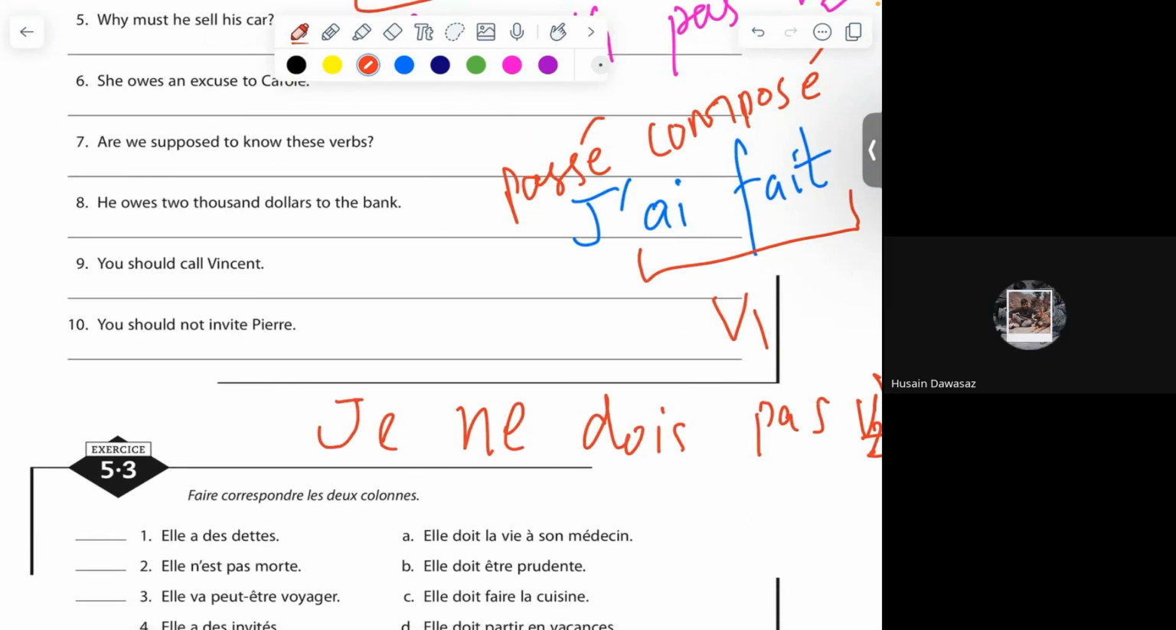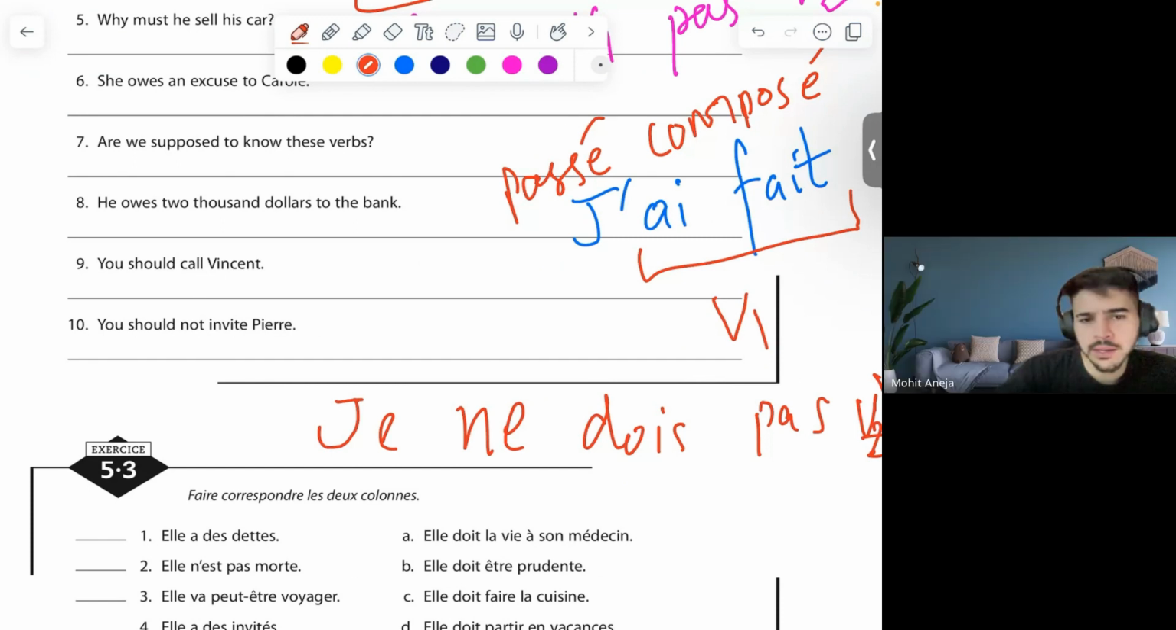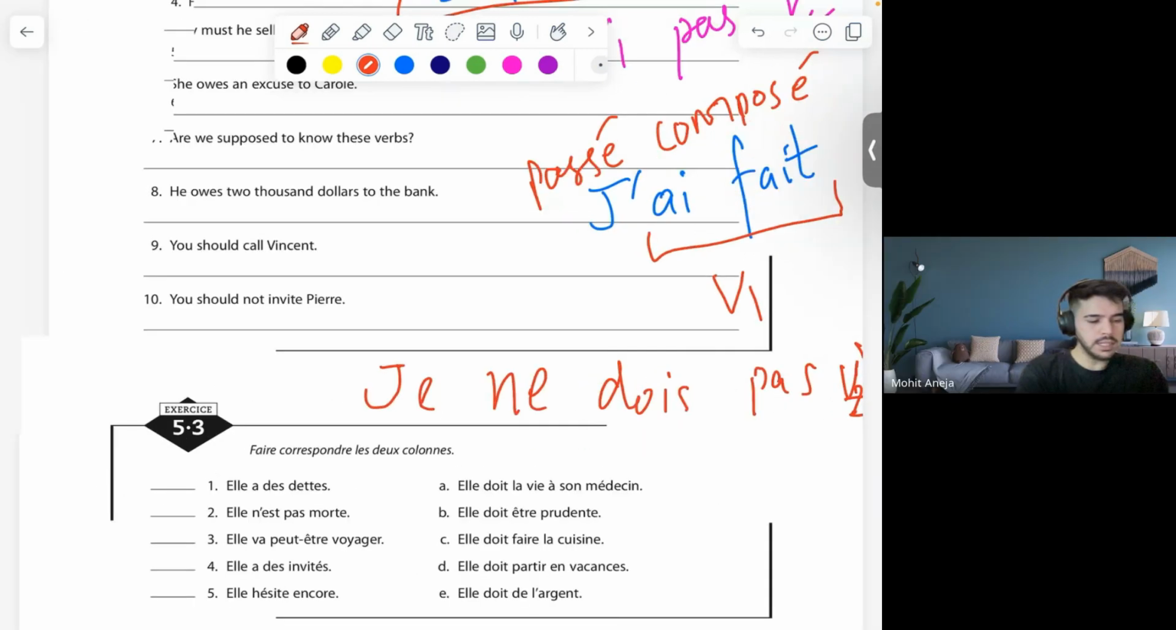Je ne dois pas manger le porc. I must not eat pork. Okay, I must say that's correct. Is that clear?